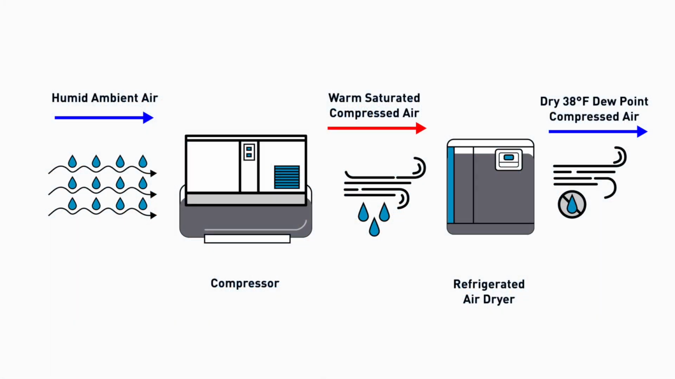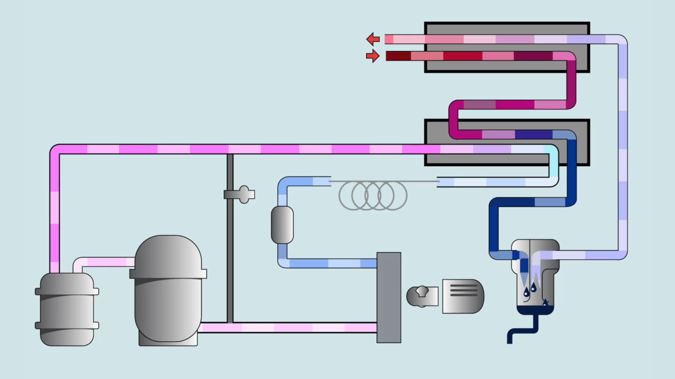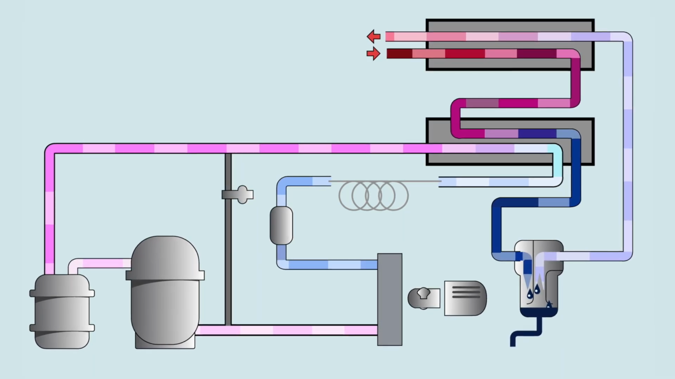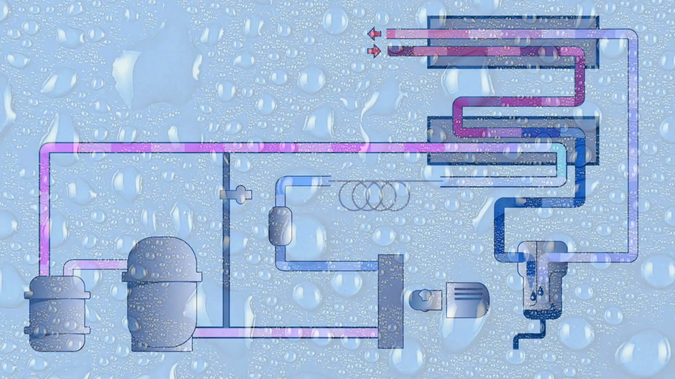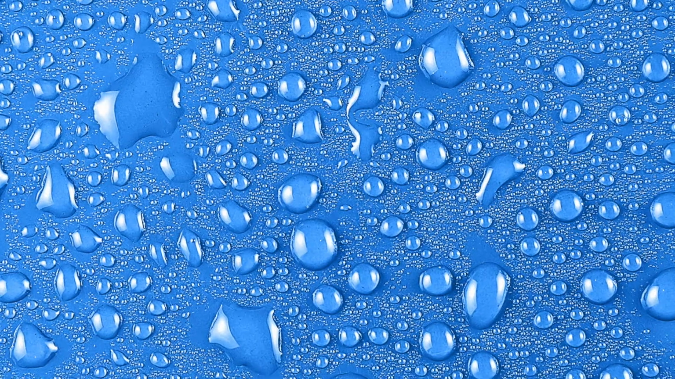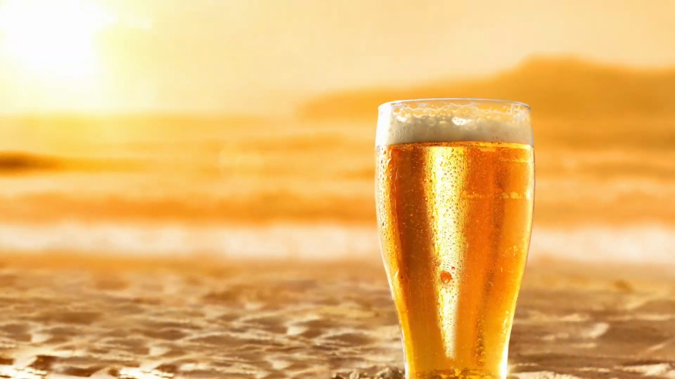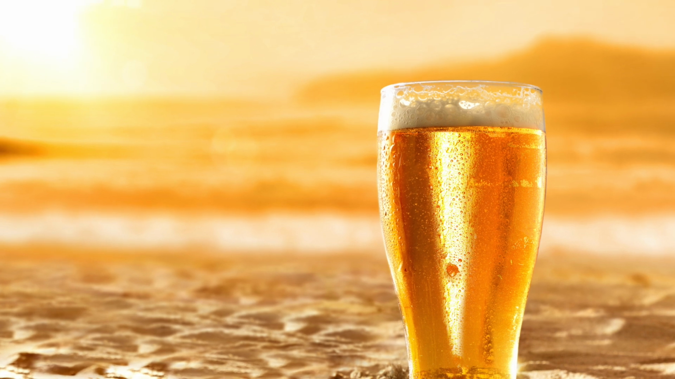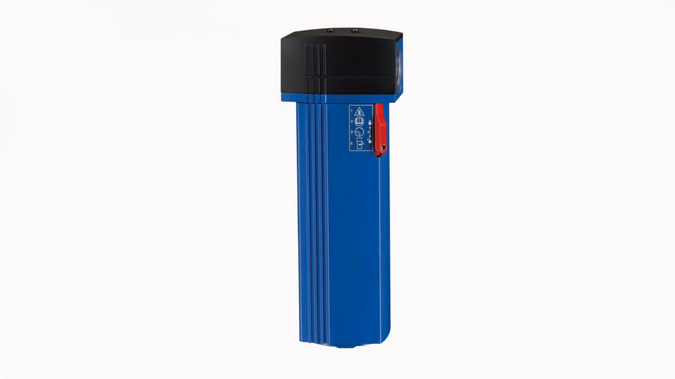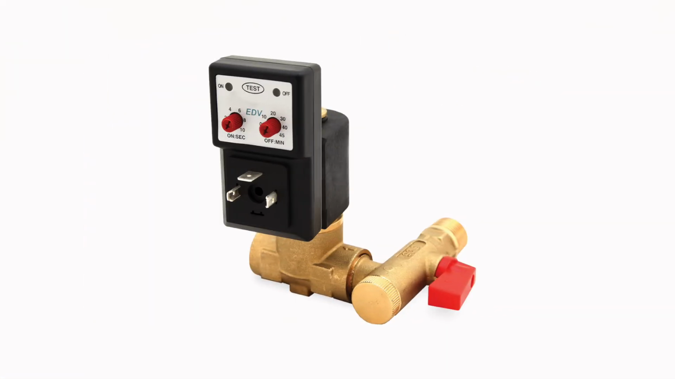The function of the refrigerated air dryer is to reduce the pressure dew point of the compressed air by reducing the concentration of water vapor in the compressed air. The dryer achieves this by cooling the air with a refrigeration system, condensing water vapor into liquid water, similar to what happens when warm, humid air touches the surface of a cold glass of beer. In the dryer, the liquid water is collected by a moisture separator and discharged out of the system via a drain valve.